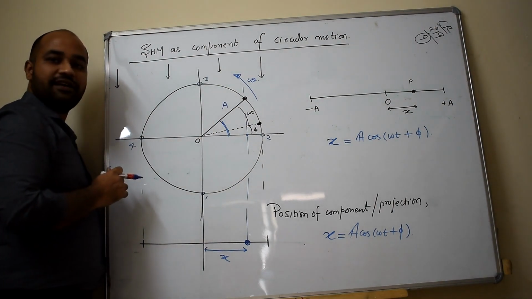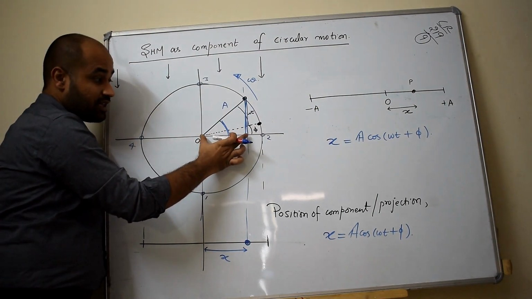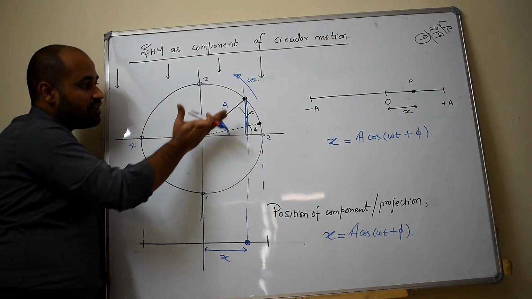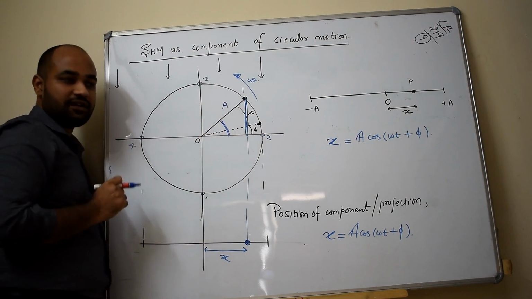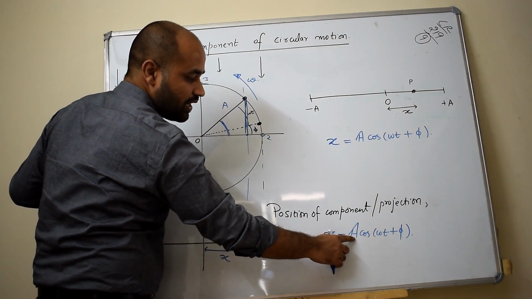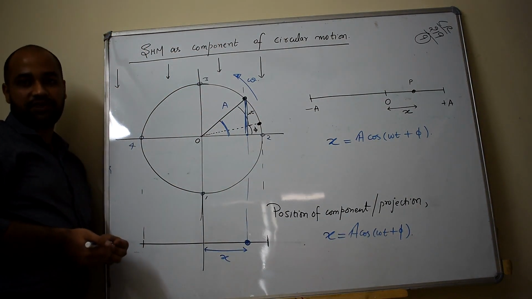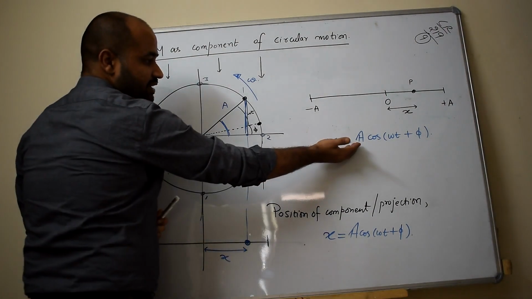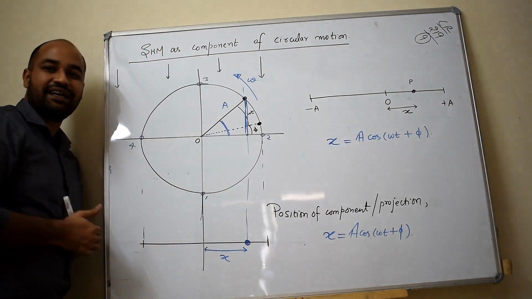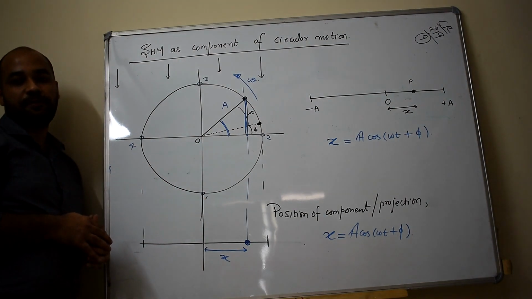Remember, the radius is A, which means the length of the shadow, the position of the shadow or the x component, will obviously be equal to A into cos of this angle. So I can say the position of the component is x equal to A into cos of the angle, and you see the angle is again omega t plus phi. Which means the equation that we get from the SHM and the equation we get by taking the component or projection of the circular motion is identical.